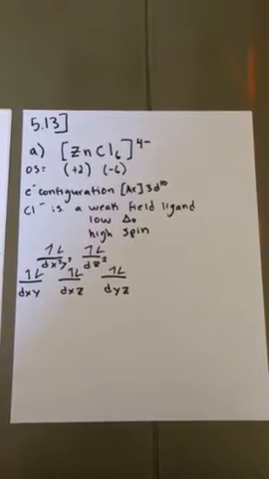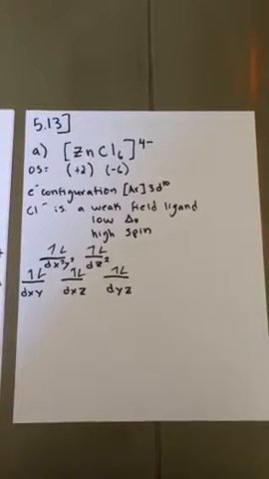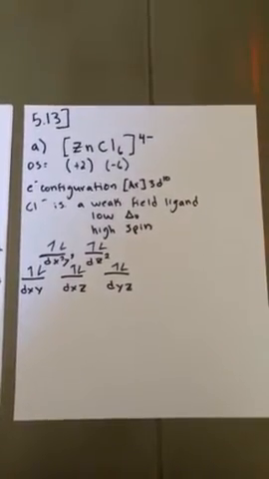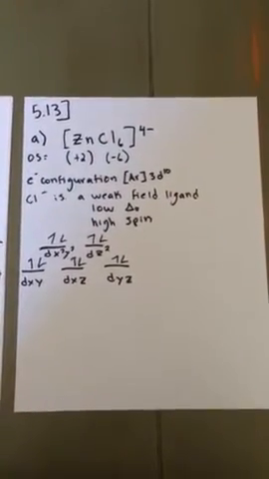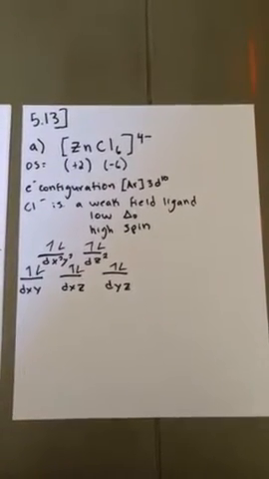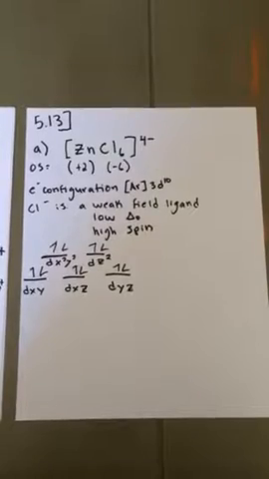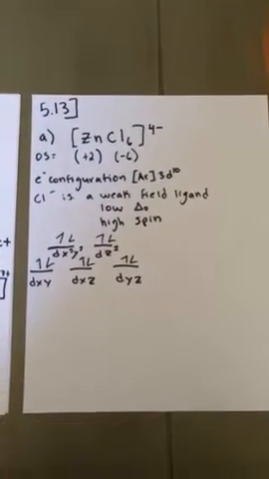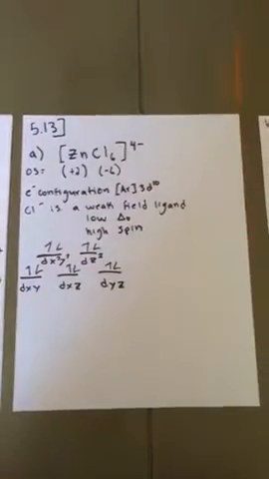Now, knowing that the electron configuration is 3d10, we already know that all of the electrons are going to be paired, but I drew out the rest of the steps just so you could see how to do it. The ligand is a weak-field ligand, which means that it's going to have a low splitting energy, which means it's going to have a high spin. And so when we draw it out, we see that all of the electrons are paired.